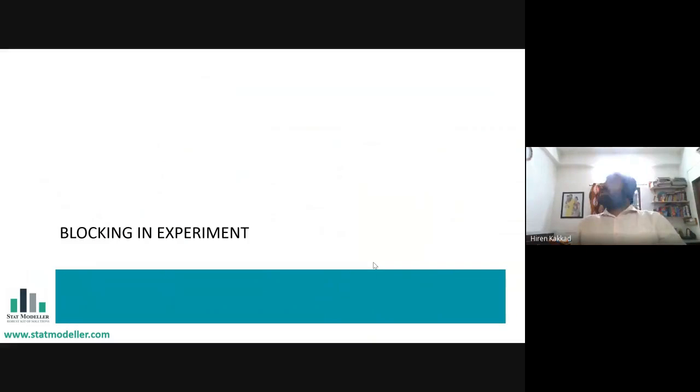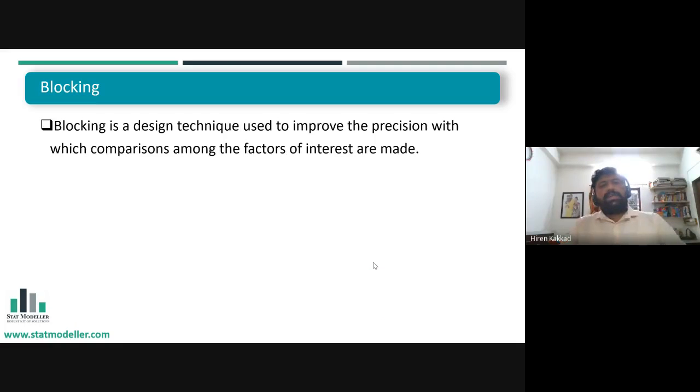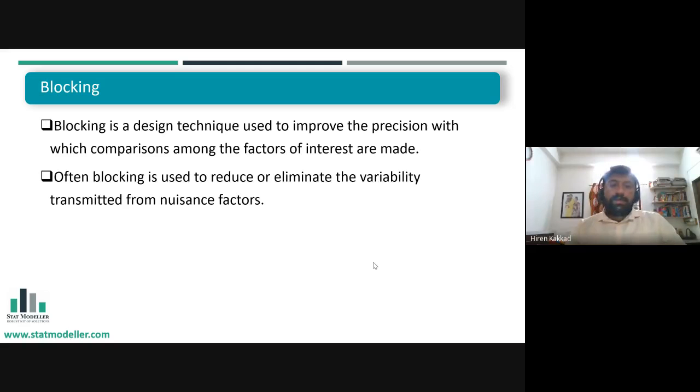Now, what do we mean by blocking in an experiment? This is where we discuss some of the terminology and the simple definition of DOE. Now, what do we mean by blocking? Blocking is a design technique used to improve the precision with which comparisons among the factors of interest are made. Often, blocking is used to reduce or eliminate the variability transmitted from the nuisance factor.